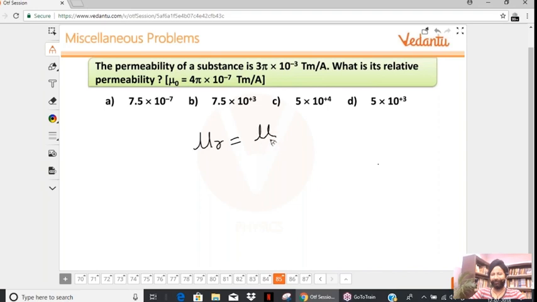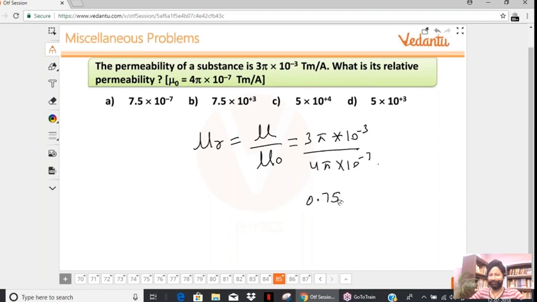Relative permeability is the permeability divided by the permeability of free space. That's the definition of it. So 3 pi times 10 to the power minus 3 divided by 4 pi times 10 to the power minus 7. Pi cancels. 3 by 4 is 0.75 times 10 to the power minus 3 plus 7, so 10 to the power 4, and then you can borrow one of the 10 powers there to give this 7.5 times 10 to the power 3. That is option number B. Clear? Everybody clear with this now? If you gave the wrong answer, fine, but have you understood this now? Yeah, Grishma, your answer was right. Have you understood, everybody?